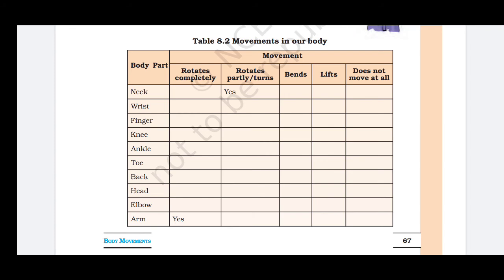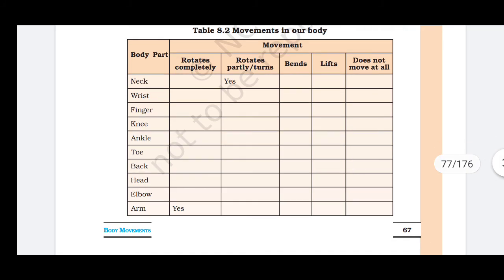The next column is rotates partly and turns. Yes, it rotates partly. Bends, yes or no? Yes, it can be bent, but only slightly. If we look down, the neck is bent, but in a small proportion. Lift: we cannot lift our neck. And the last one is does not move at all. That is also wrong.